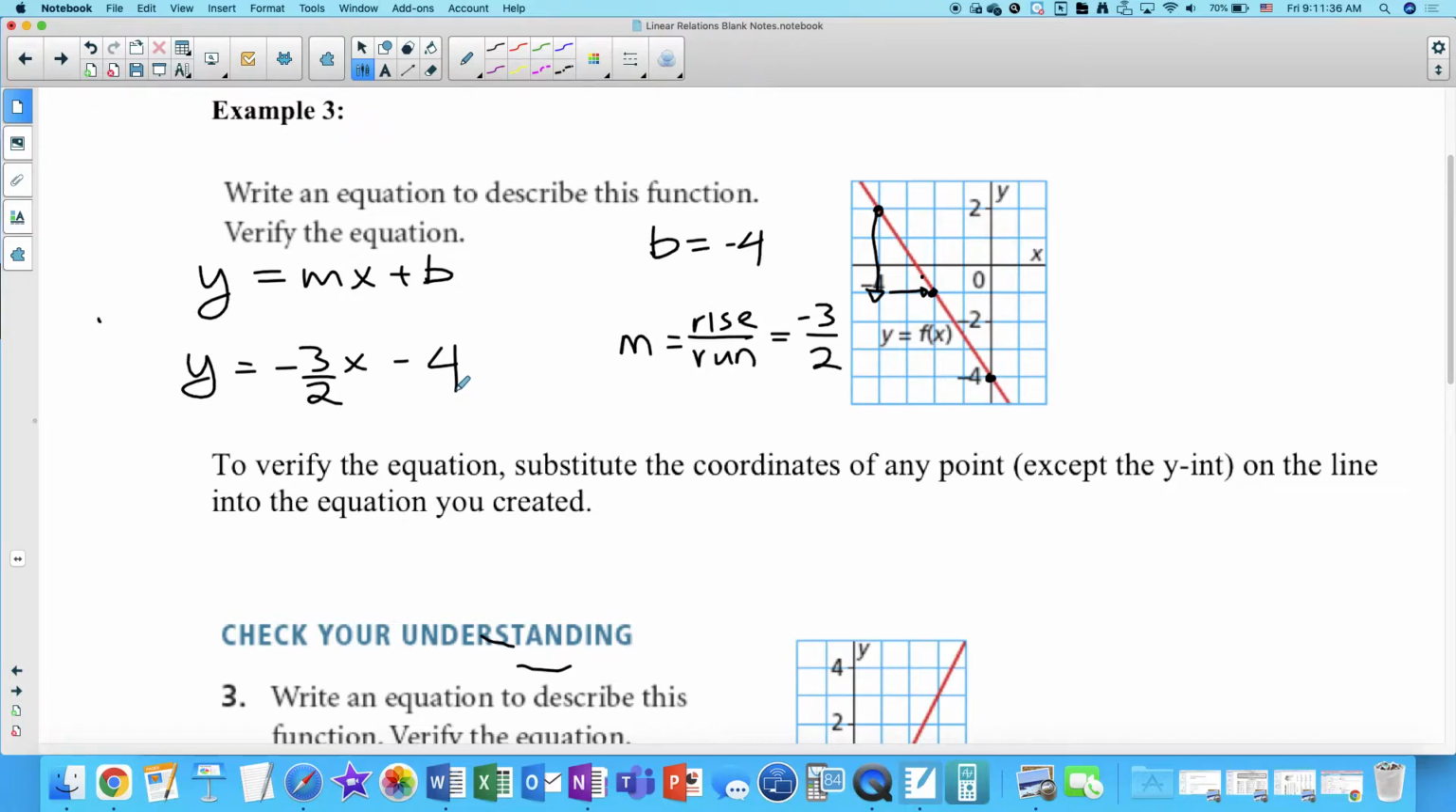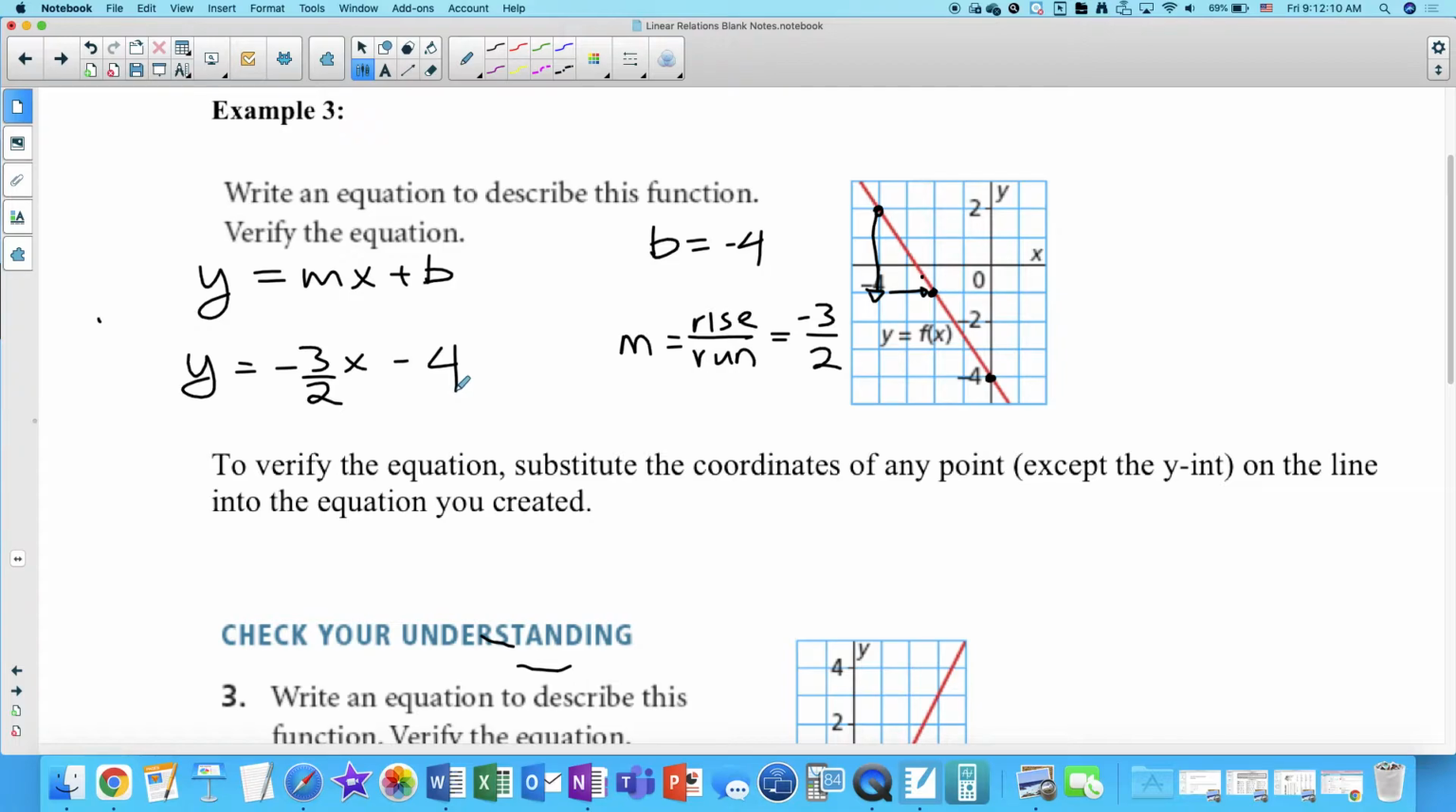Why do you think that is? Because that means x is 0. So x is 0 at the y-intercept. If you plug a 0 in here, then if you've made an error in figuring out your slope, you're going to get a false positive. So to verify, plug in any point, make sure the left side equals the right side, but don't choose the y-intercept, because then you won't know if you have made a mistake in your slope or not.